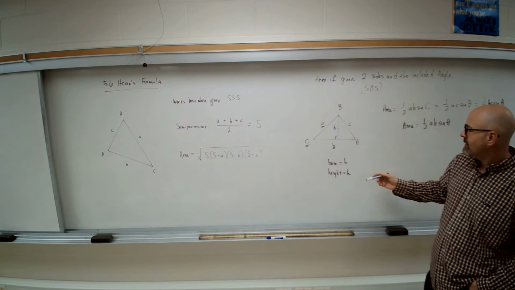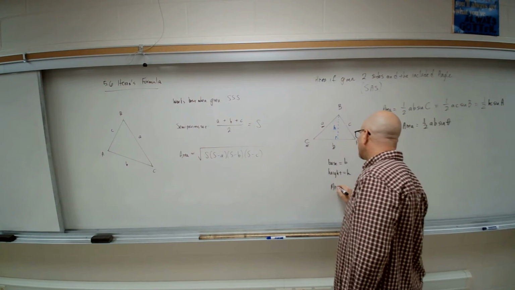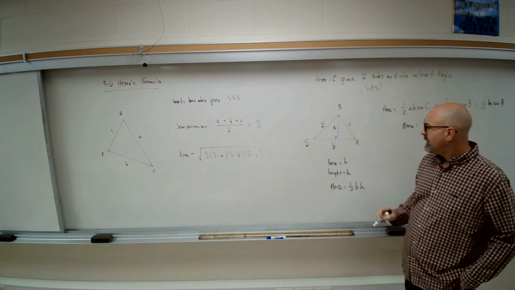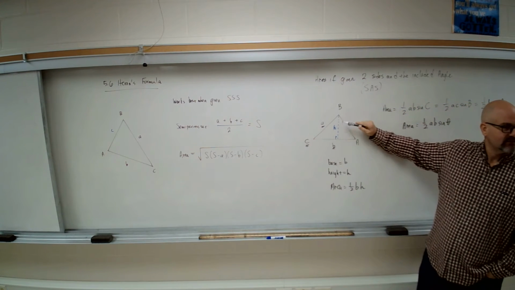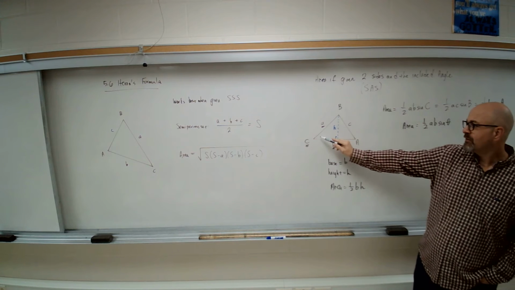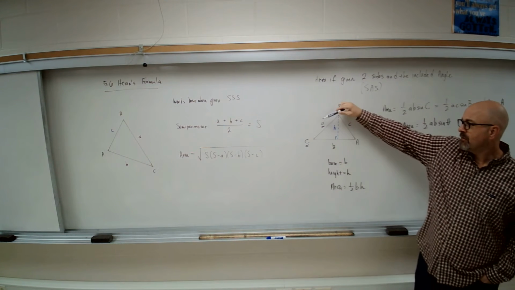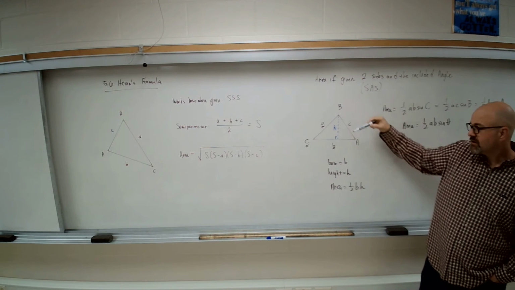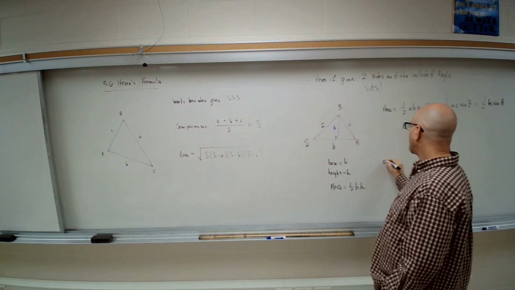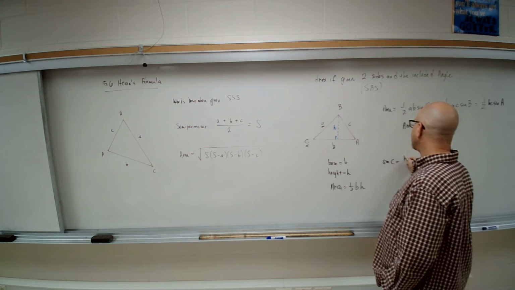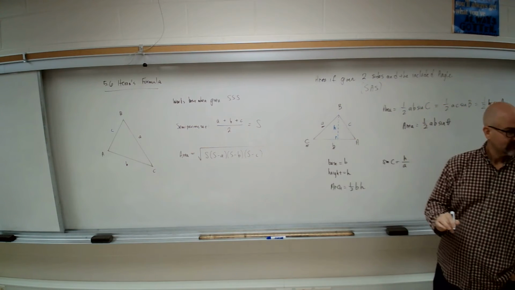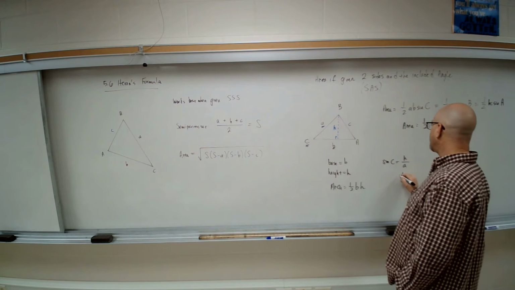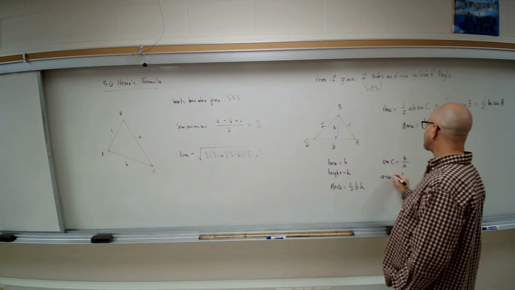Well, again, we know our area is just going to be 1/2 base times height, but we don't know the height yet. But if we do know this angle C, and we know this side A, can we find H? Sure, because with that, we know the sine of angle C is H over A. And so then the height would be A times the sine of C.